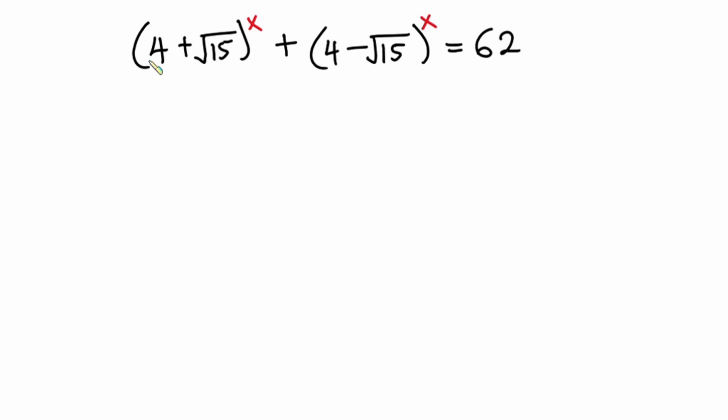Hello everyone. In this video we have this nice exponential equation. We have (4 + √15)^x + (4 − √15)^x = 62. And we have to find all the possible solutions to this problem.